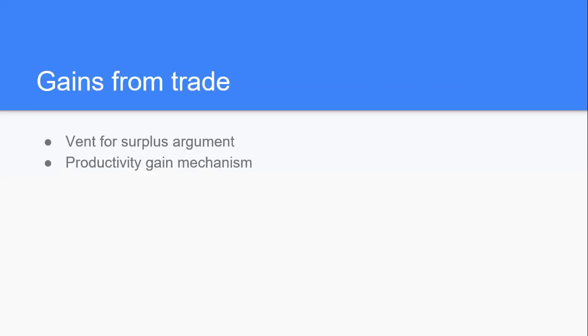Now we'll move to the second argument. That's called the productivity gain mechanism. Productivity gain mechanism basically means trade opens up economies, and interaction between the two countries will result in technology transfer, for instance, where one country will be transferring technology to another particular country.